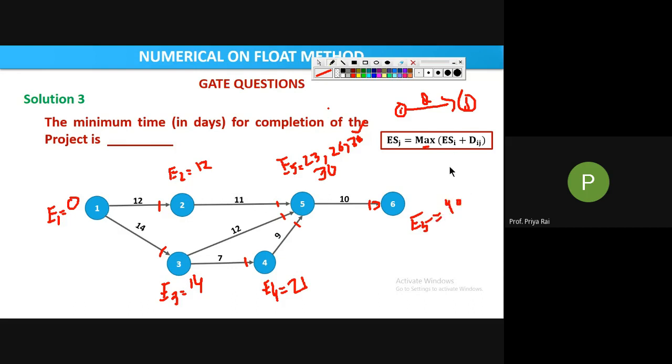Those who have answered it correctly, very good. Because there are only 3 paths, it is easy for you to solve it quickly. In such cases you can calculate the maximum path and just put that value there. But in many problems there will be bigger network diagrams. Suppose they give it like this, it will be very tough for you to calculate the durations of all the paths. So in that case simply calculate the E values and see which is the last E value. That will be your project duration.